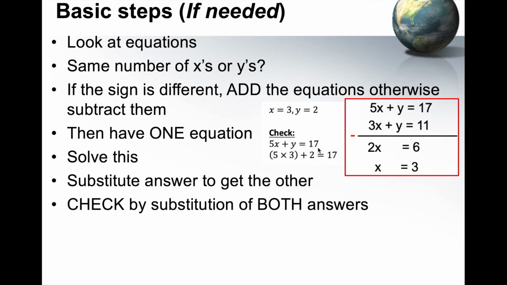Here I choose equation A, or the top one. So 5x plus y is equal to 17. So 5 multiplied by 3 plus 2 is equal to 17. So this answer is correct. Again, if you need to refer to the steps, you can follow the steps. Otherwise, just go ahead directly without looking at the steps.